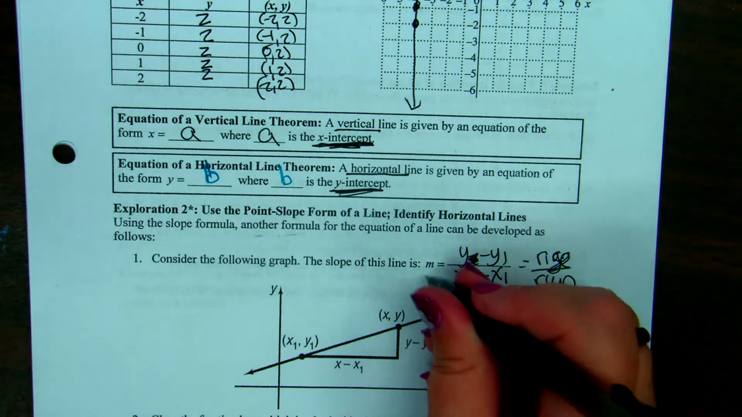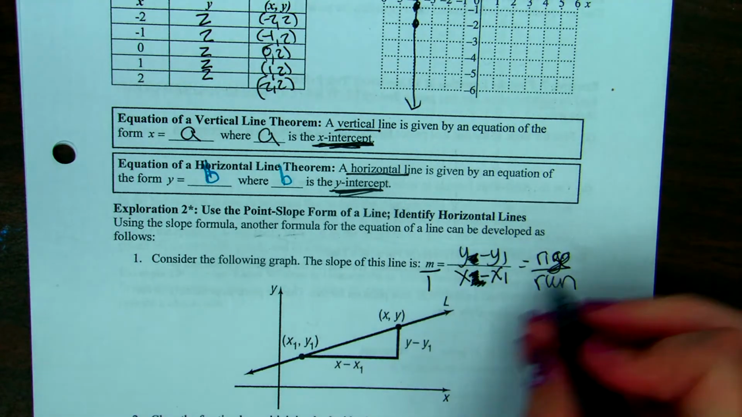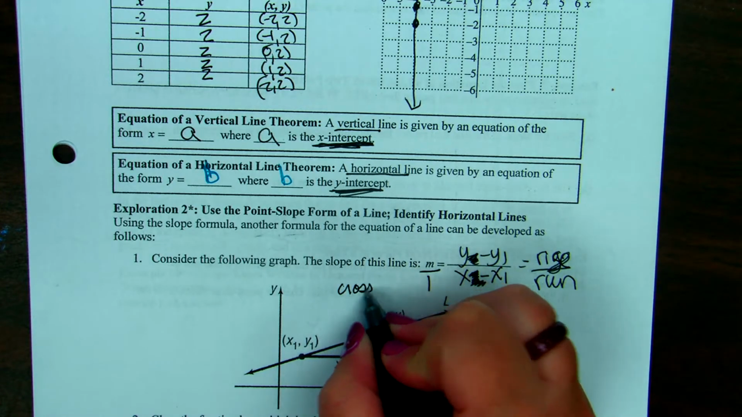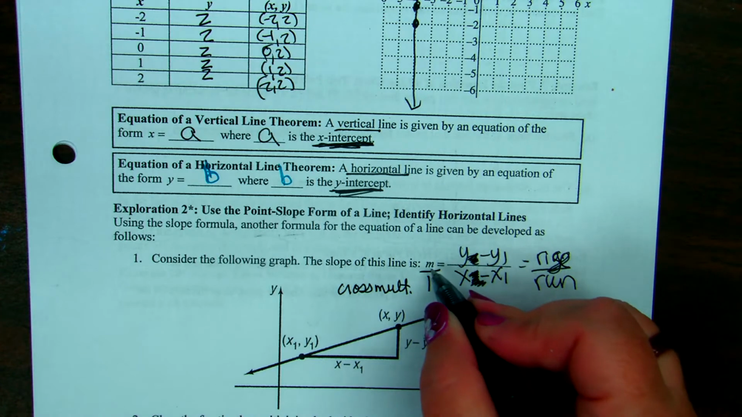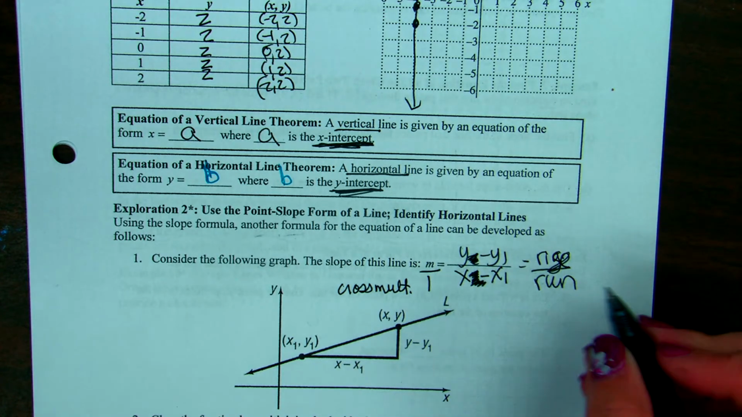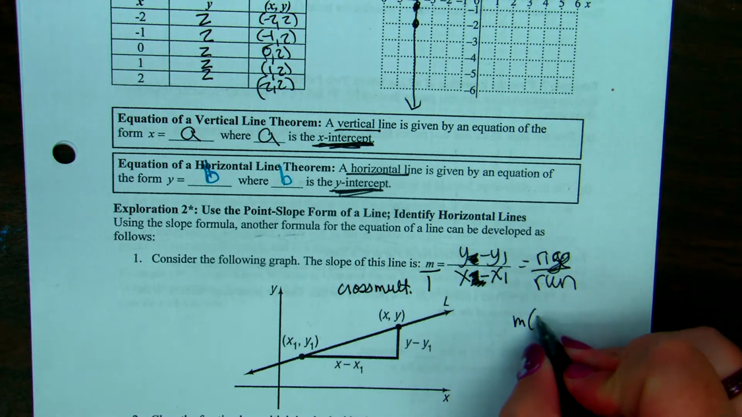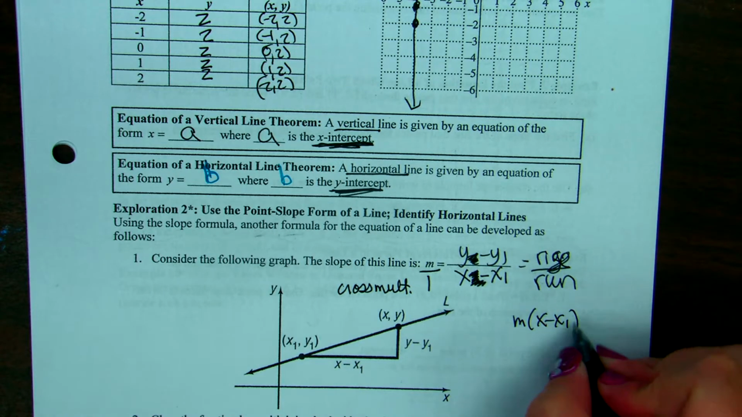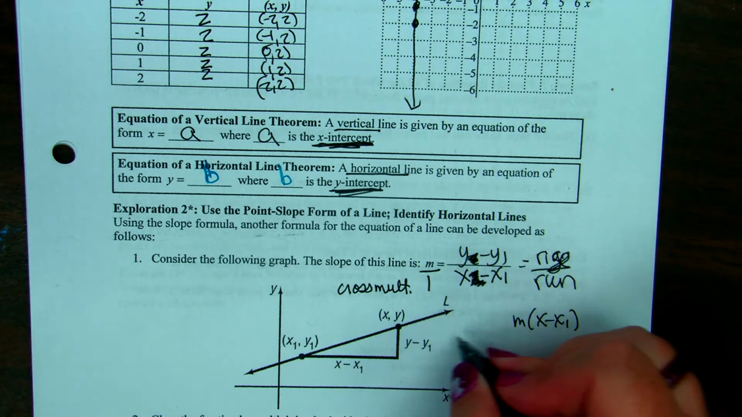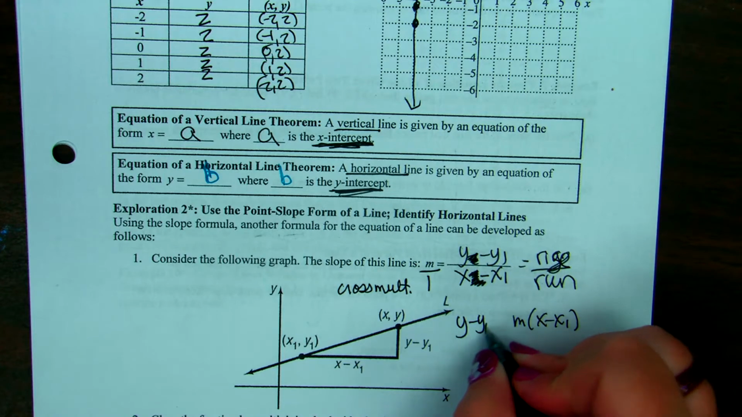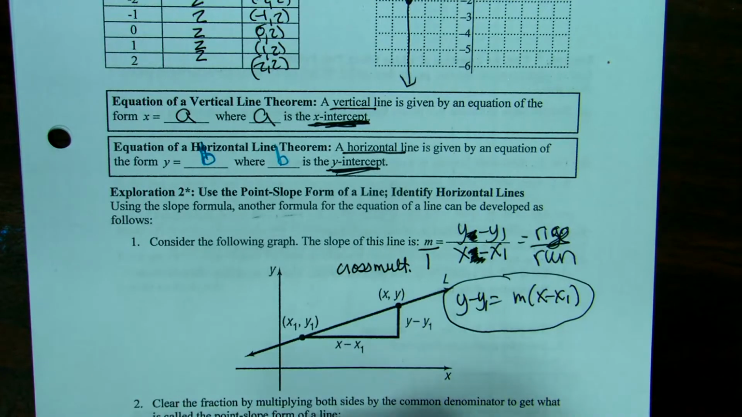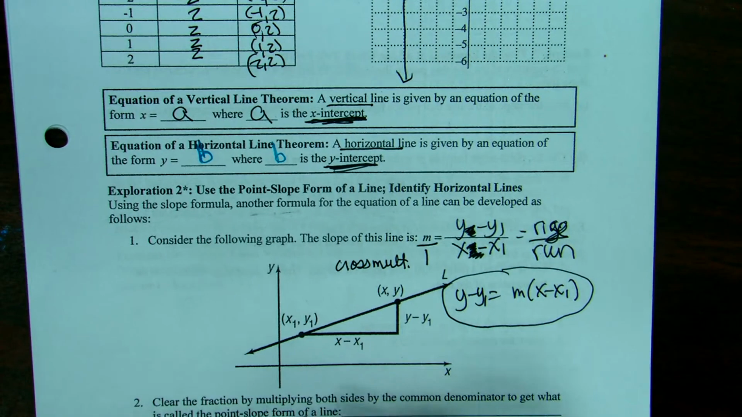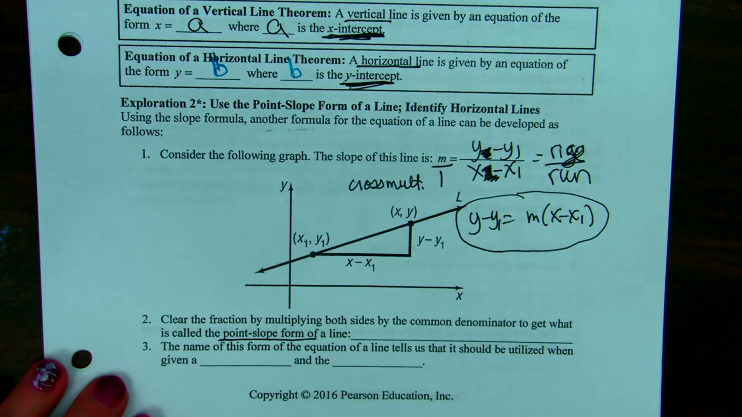And then what you do, this is over 1, you're going to cross multiply. And when you cross multiply, you get m times x minus x1, and then 1 times this is y minus y1. And that's actually called the point slope form of the line.